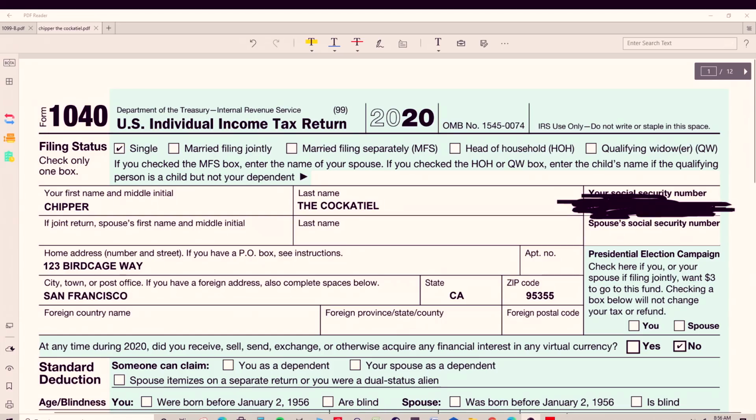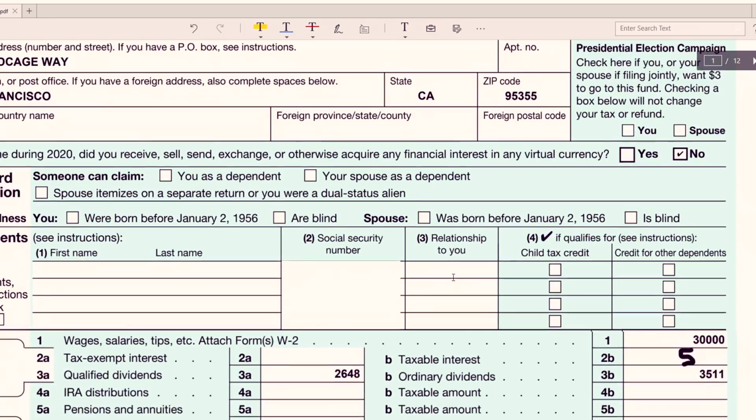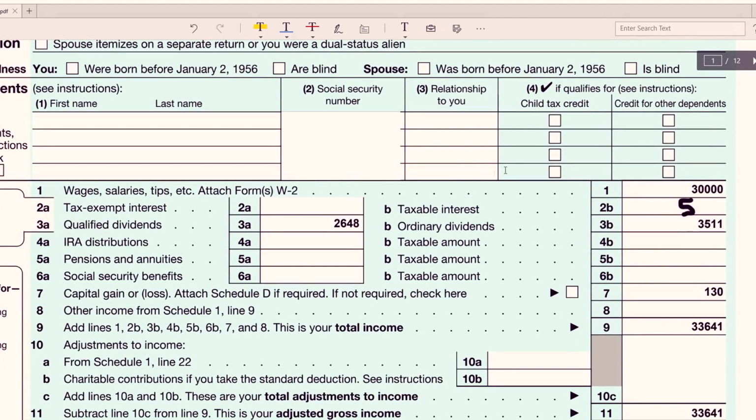Coming off camera for you guys so you can see this full screen, so you can see all the detail. We just have Chipper the cockatiel. He's filing single. Just gonna scroll down here, and what we're gonna be getting at is how do we get these numbers right here? This would be the qualified dividend amount. This would be the ordinary dividend amount. We're gonna see how that information transfers from the 1099-B to the tax forms.